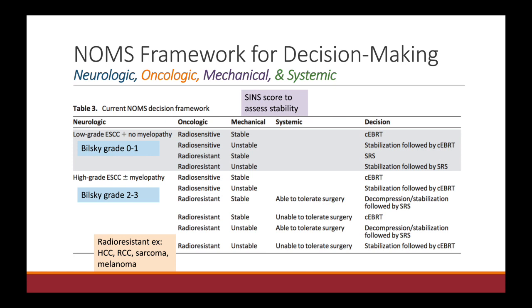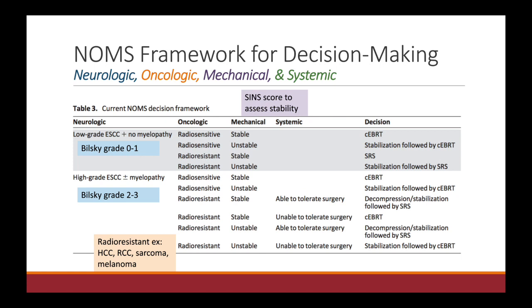So we now have a lot of possible treatment options for dealing with metastatic spinal cord compression, and it can be confusing to know what decision to make when you're dealing with a particular patient. To help with this problem and to help guide our decision making, something known as the NOMS framework has come out, and NOMS stands for neurologic, oncologic, mechanical, and systemic.